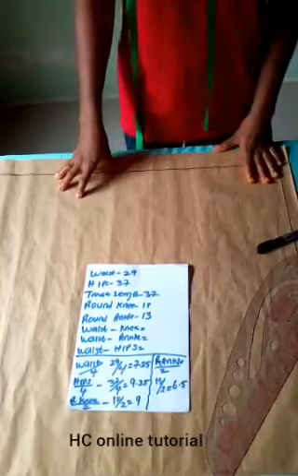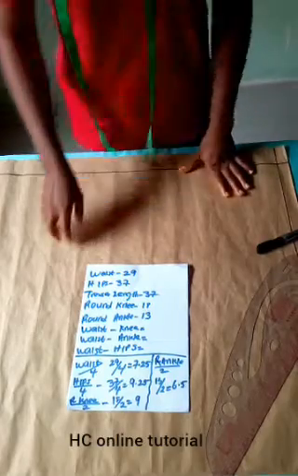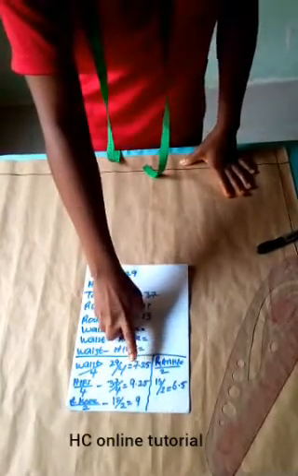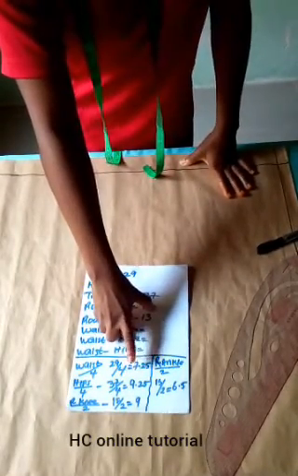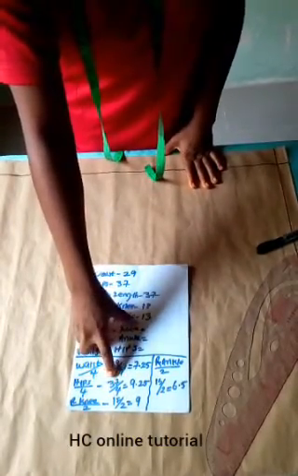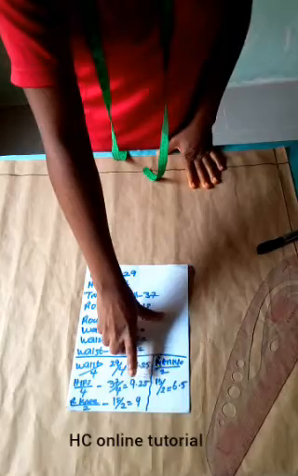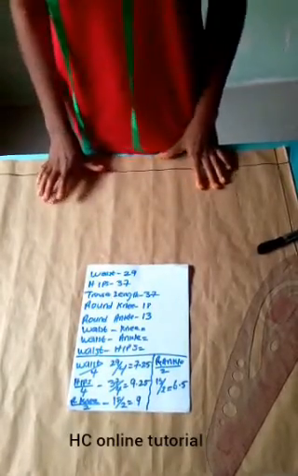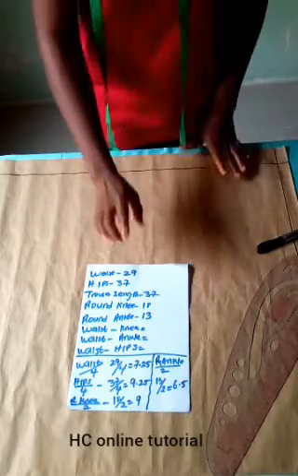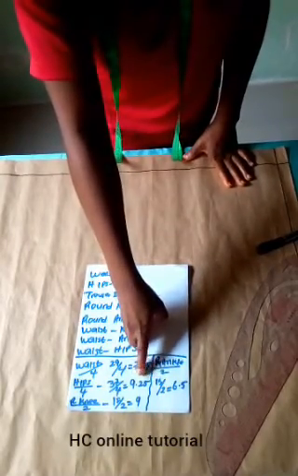For this tutorial, we are going to be dividing our waist circumference and our hip circumference by 4. As you can see, the waist circumference, that is 29 divided by 4, is 7.25. I'm going to round up this 7.25 to 7.5 when I'm drafting my trouser. Also, the hip divided by 4, that is 37 divided by 4, is equal to 9.25. I'm also going to round this up to 9.5, reason being that I love working with accurate figures. So that's why I'll be rounding up this 7.25 to 7.5 and this 9.25 to 9.5.